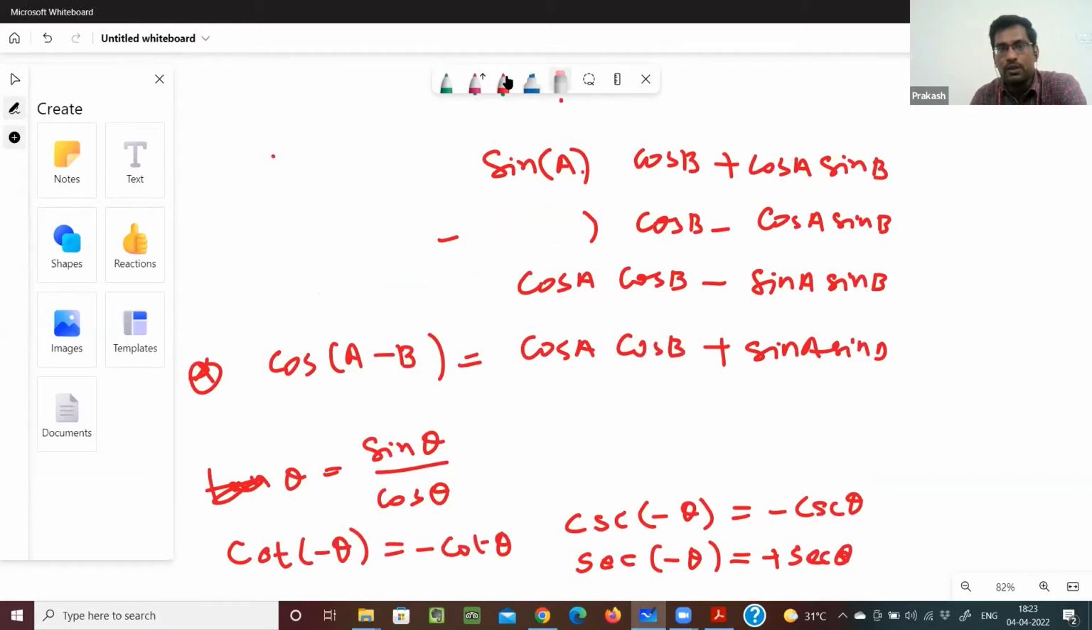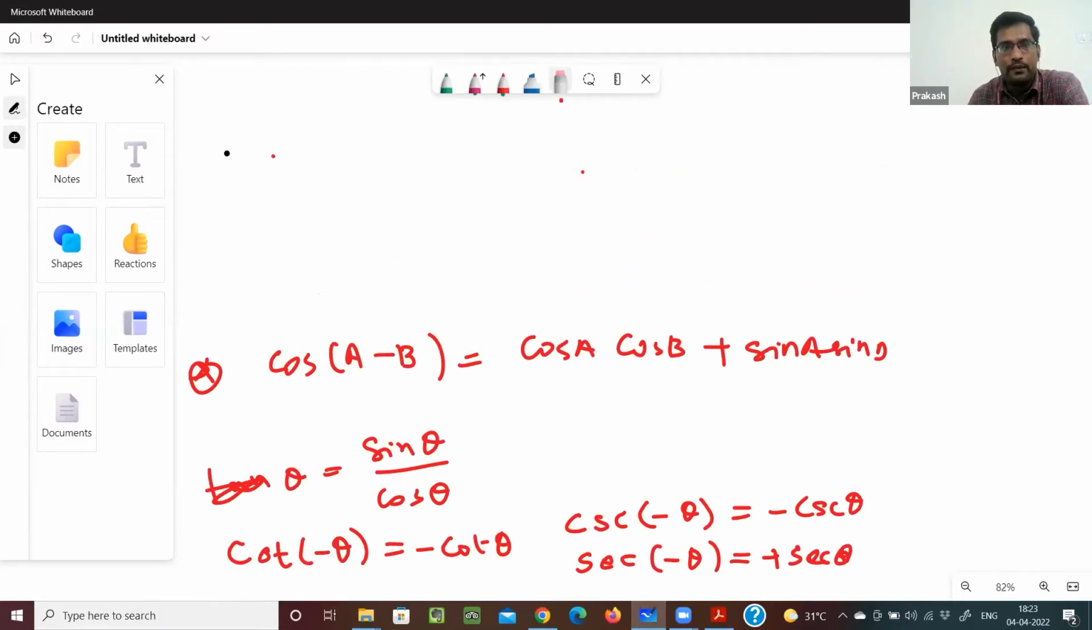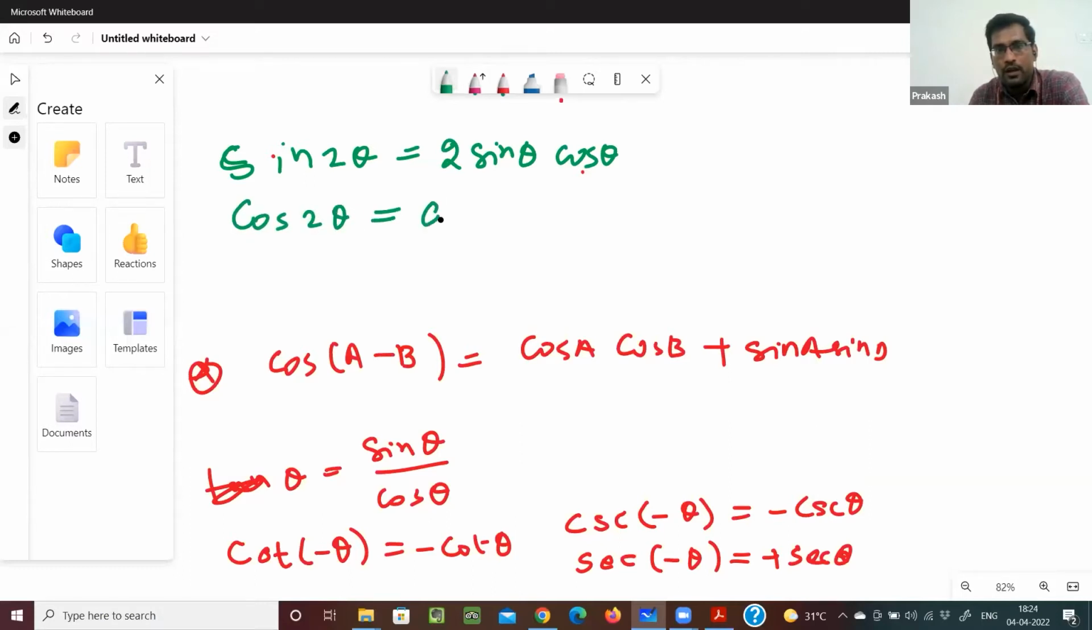But now, yeah. Here already everyone knows sine 2 theta equals 2 into sine theta into cos theta. This is an important identity. So cos 2 theta, we can write as cos square theta minus sine square theta.